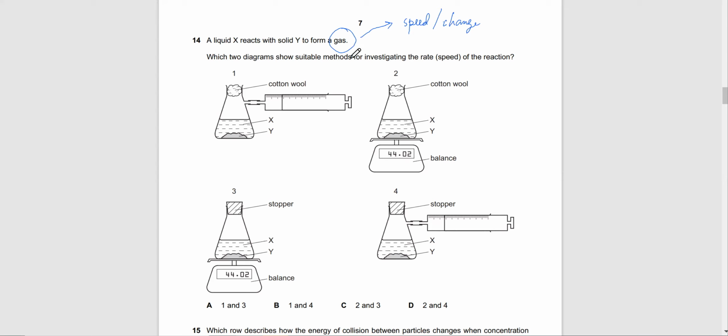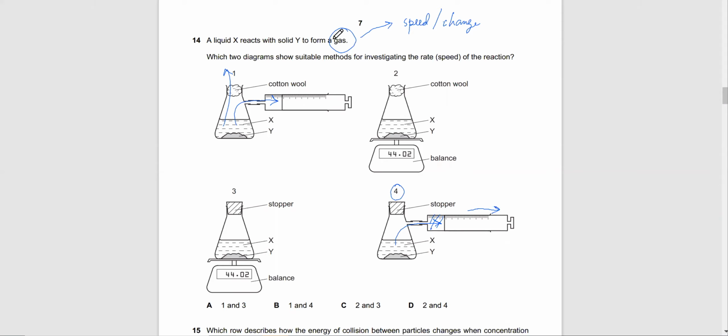So if a gas is being formed, you can measure the volume of the gas. For example, option 4. If a gas is being produced, you can measure how quickly the gas is being formed. This piston is going to move backwards as gas is formed. Why not 1? Does anyone know what's wrong with 1? Why can't we use 1? Cotton wool. Okay, because of the cotton wool, the gas will not go into the syringe, but instead the gas would just come out of the cotton wool. So you can't measure the volume of the gas in 1.